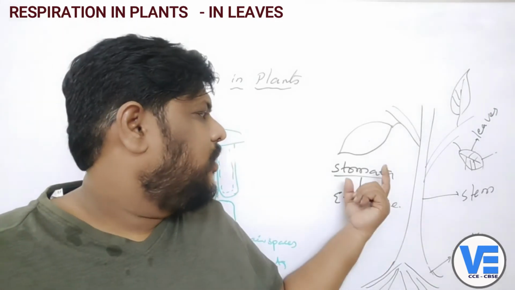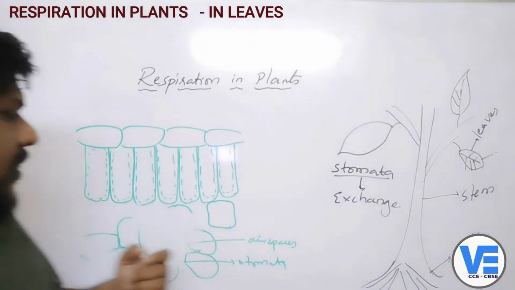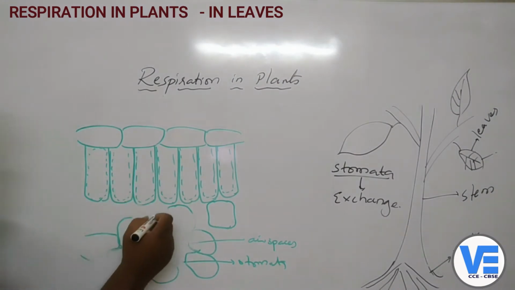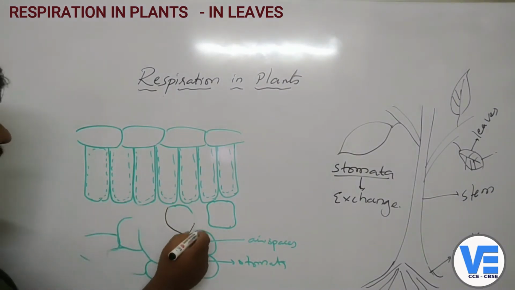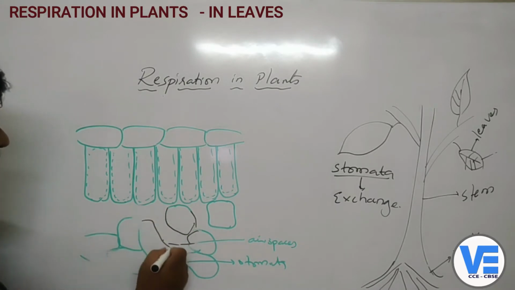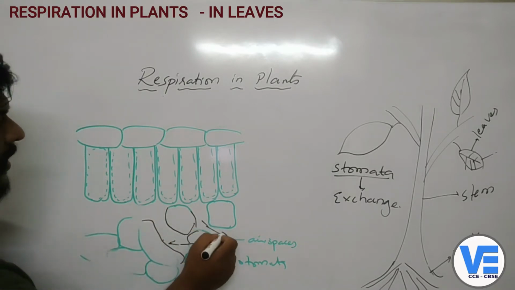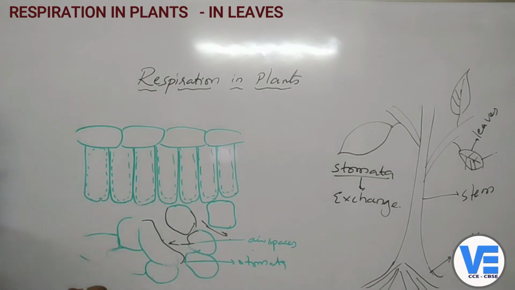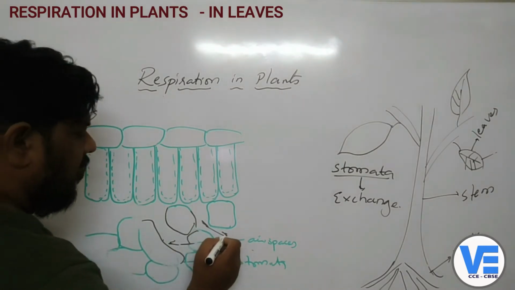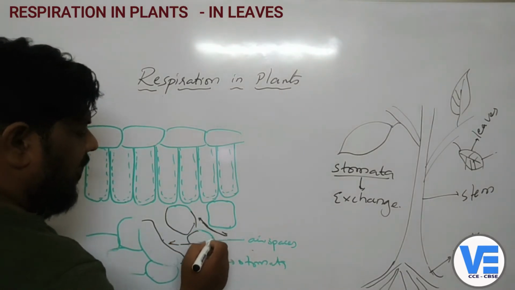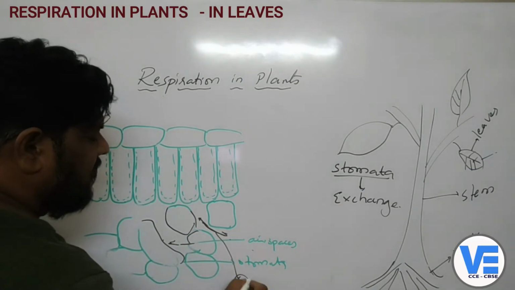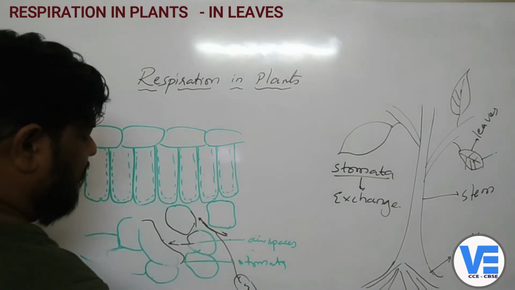Now if you see the structure of a leaf that I have drawn here, these are the air spaces. These are all the air spaces in which the exchange of gases will take place. The oxygen goes inside and the carbon dioxide comes outside. So all the process will take place here, right?